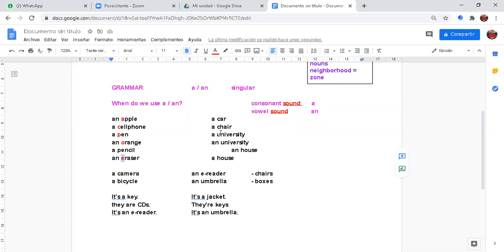Now let's pay attention to the sound. Is it a university or is it an university? Which one? Now pay attention to the sound of this letter. What is the correct pronunciation? University, university.